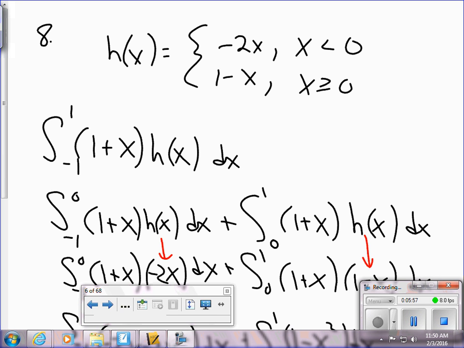Yeah, so the definite integral from -1 to 1 is the definite integral from -1 to 0 plus the definite integral from 0 to 1. See, that's how we could break it up? Now it's clear what to put in for h of x in each case. For the first integral, the x values are going from -1 to 0, so they're negative. If x is a negative value, this is what h of x equals, -2x. We put that in there for h of x.